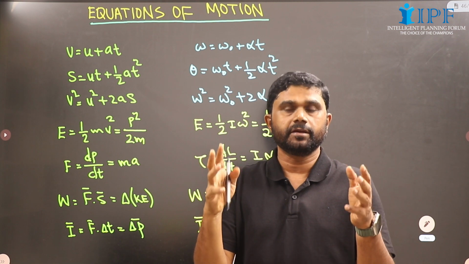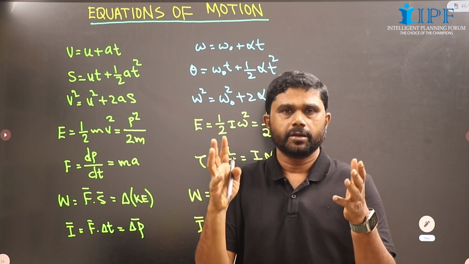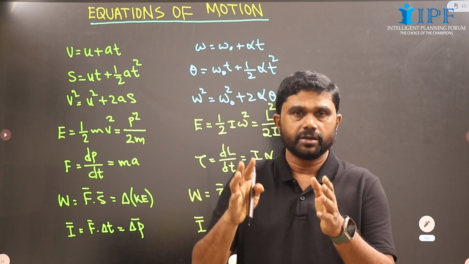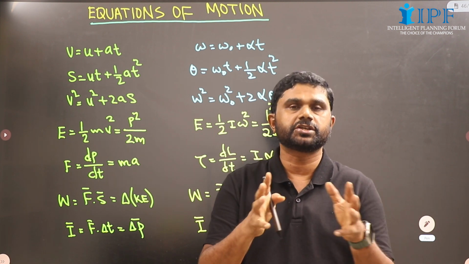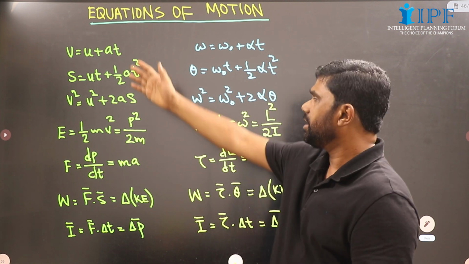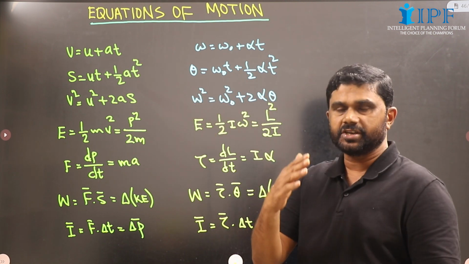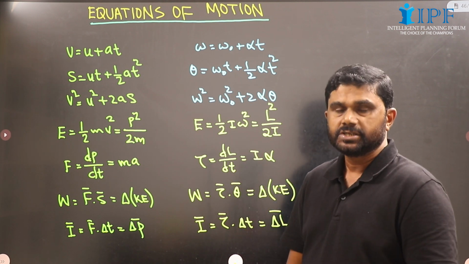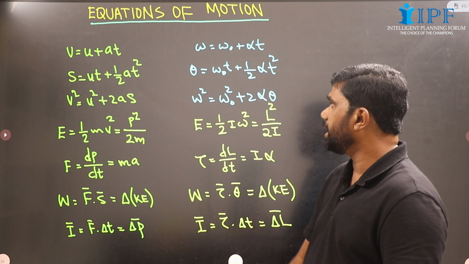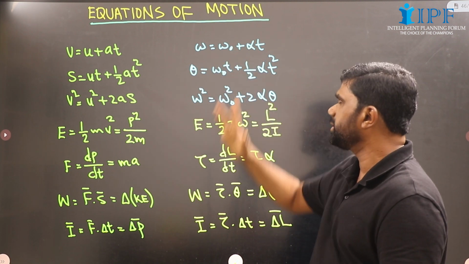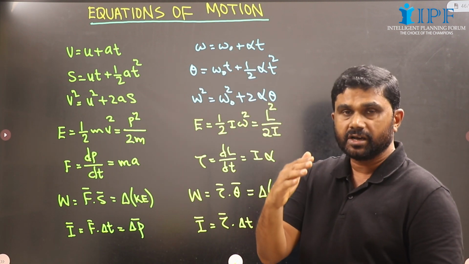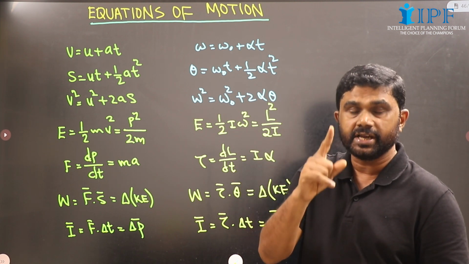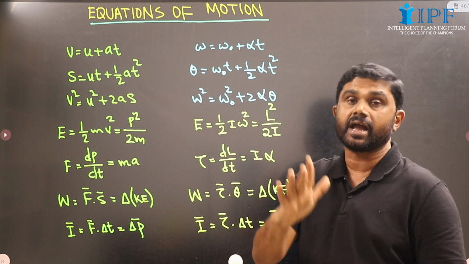See, we have studied many equations and formulae in linear mechanics. There will be corresponding equations and formulae in rotational mechanics also. We have studied v equal to u plus at, where v is the final velocity, u is the initial velocity, and a is the constant acceleration. The corresponding relation in rotational mechanics is omega equals omega 0 plus alpha t. Omega is the final angular velocity, omega 0 is the initial angular velocity, and alpha is the constant angular acceleration.